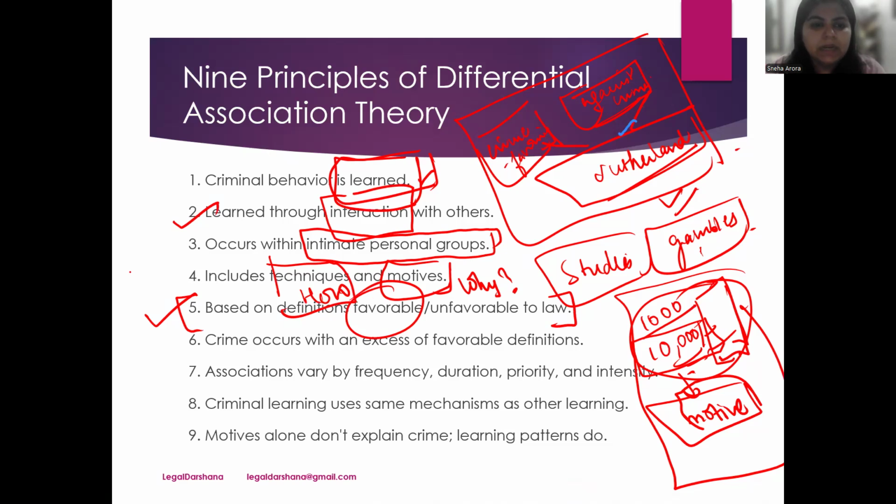That's also what Sutherland is saying here. Okay, so if the law gives you such loopholes that you can do the crime and escape, that means you can also easily go into crime. That's what Sutherland is saying.